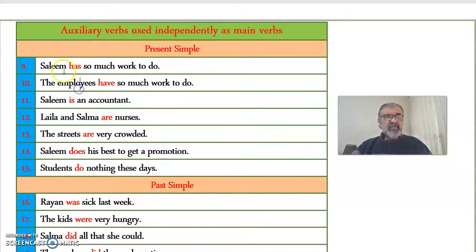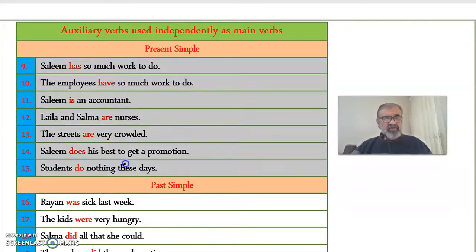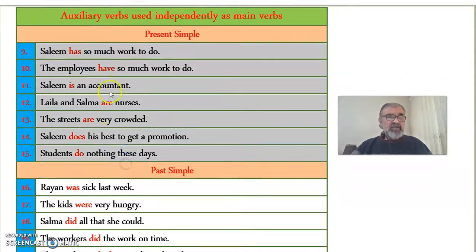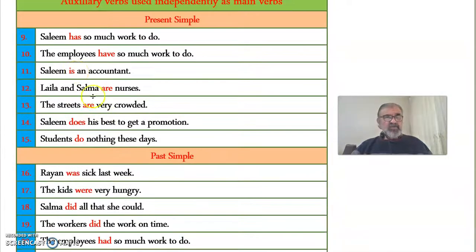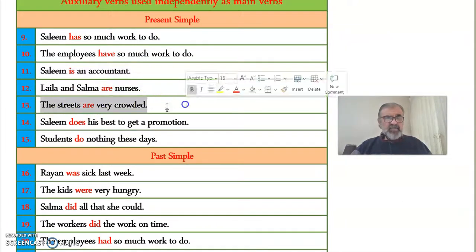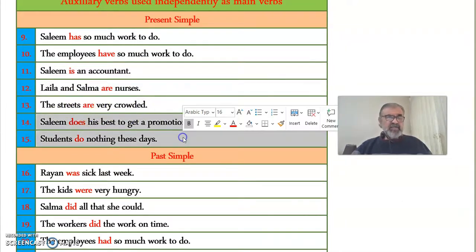As you can see, all these are main verbs. Why are they main verbs? Because, as I told you, there are no other verbs following these verbs like in these examples. Okay? So all these are what? Main verbs. Now the verb to have, the verb to be, the verb again to be, and the verb to do, as you can see.